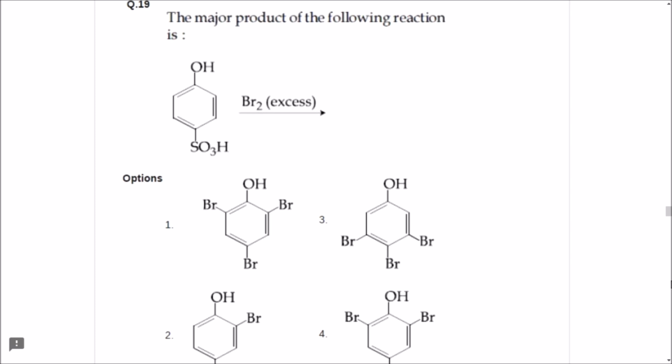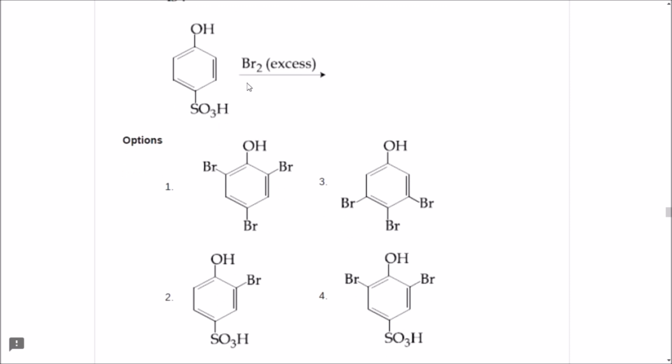So what is the product? Yes, students, since we are using excess bromine, first we will get this product. Yes, this product we will get, because phenol orients ortho position. This, upon bromination using excess bromine, yes, sulfonic acid is a good leaving group. So ipso substitution will take place by bromine and gives rise to this tribromophenol.